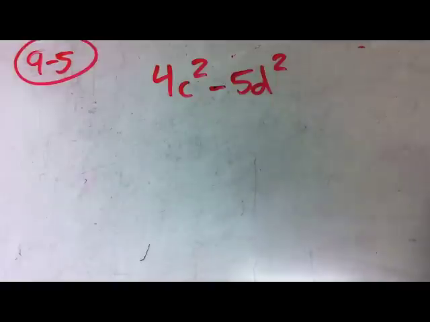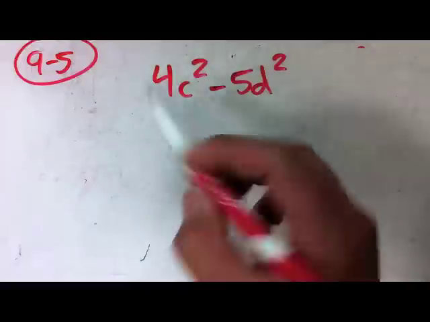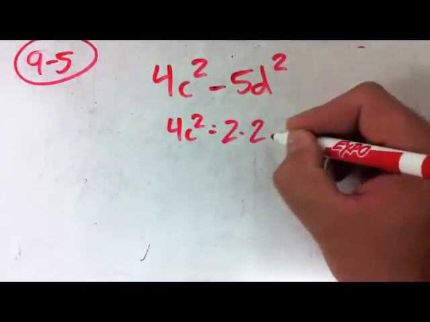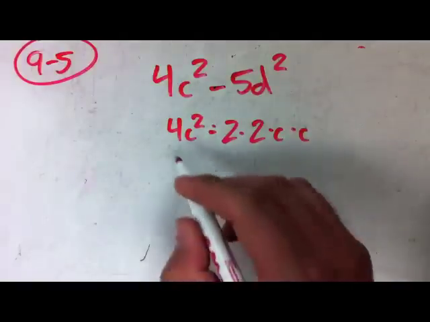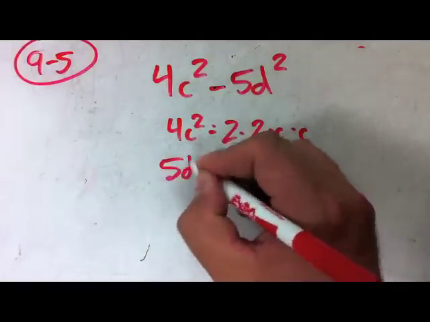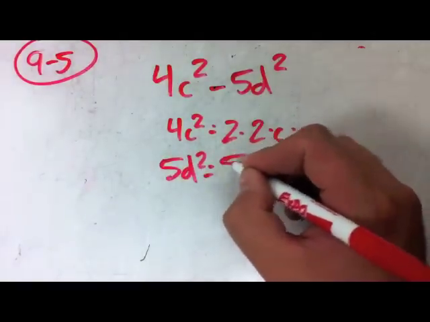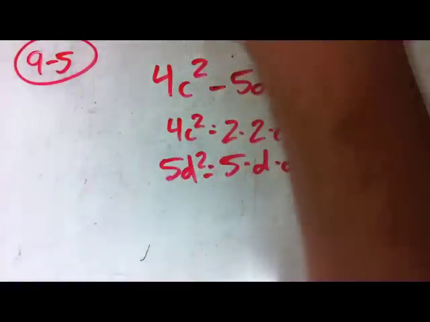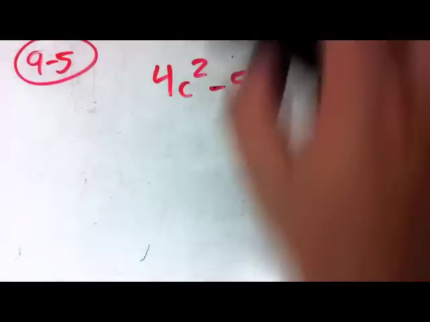Okay, the next problem we're going to work on is number 10 on your homework. This one should have been done on Tuesday, but we're going to go over it because I think it's very important to go over it. Now, unlike the last one we just did, there's nothing we can factor out here. The factors of 4c squared are 2 times 2 times c, and the factors of 5d squared are 5 times d times d. So as you can see, we have no common factors. So factoring out is not an option.